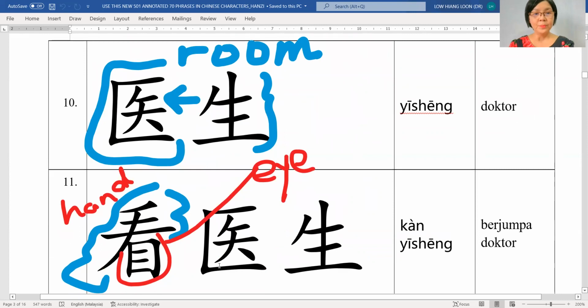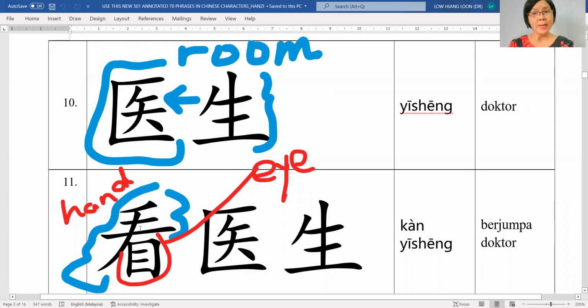Come to 10 and 11. Again you see this is like a person. This person goes into a consultation room, and inside there is the doctor. So the whole thing is Yisheng. Yisheng means doctor.